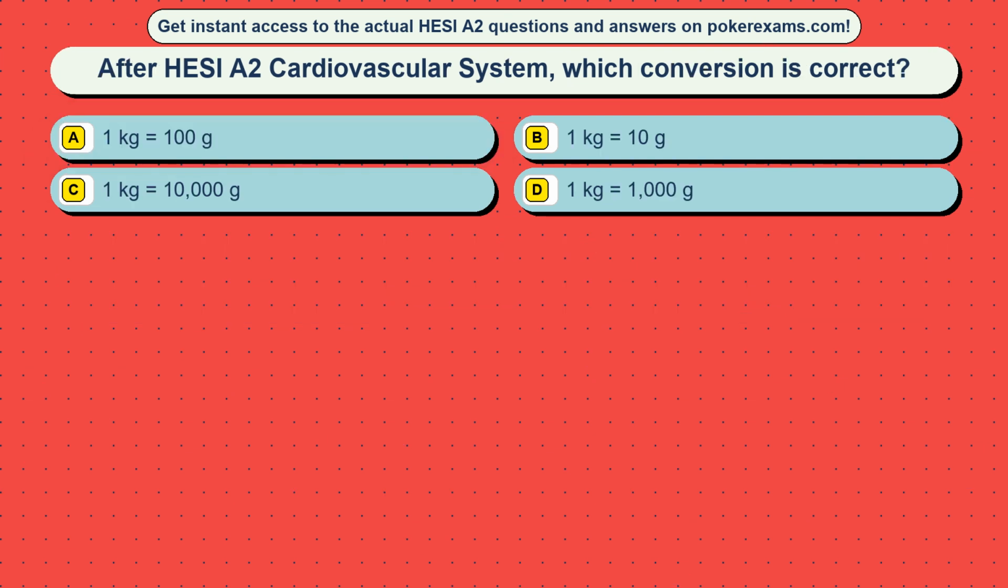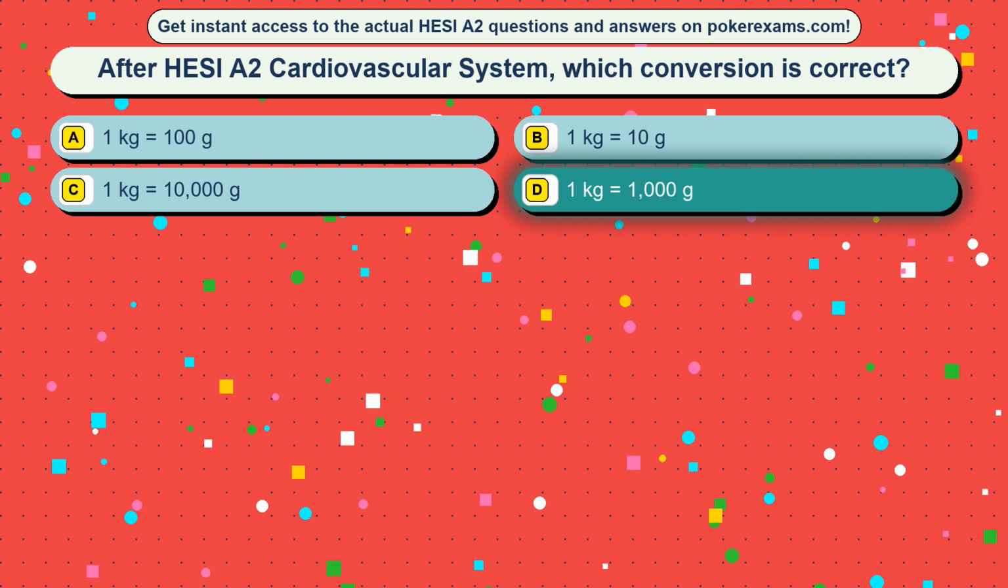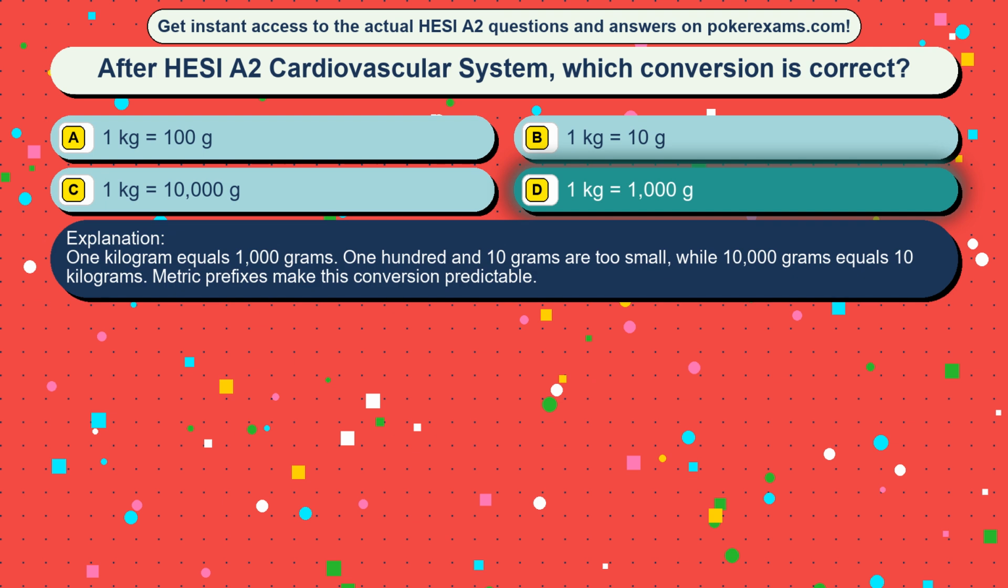Question 46. After HESI A2 cardiovascular system, which conversion is correct? Option A, 1 kg equals 100 g, option B, 1 kg equals 10 g, option C, 1 kg equals 10,000 g, option D, 1 kg equals 1000 g. The correct answer is option D, 1 kg equals 1000 g. 1 kg equals 1000 grams. 100 and 10 grams are too small, while 10,000 grams equals 10 kilograms. Metric prefixes make this conversion predictable.